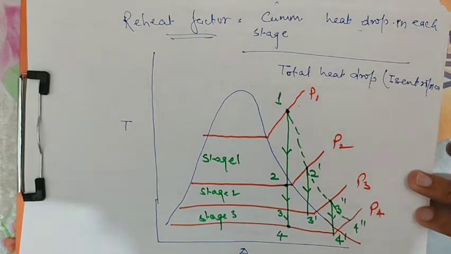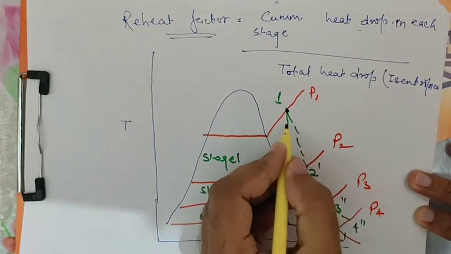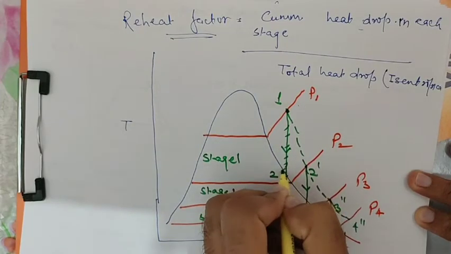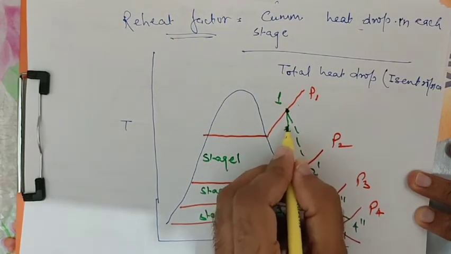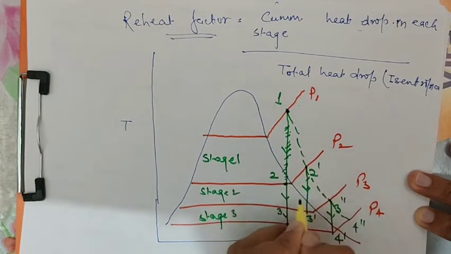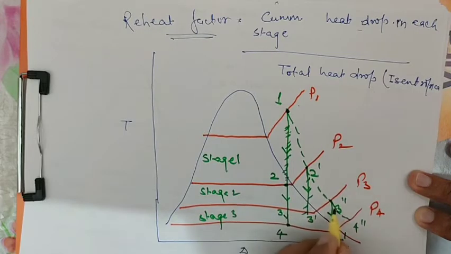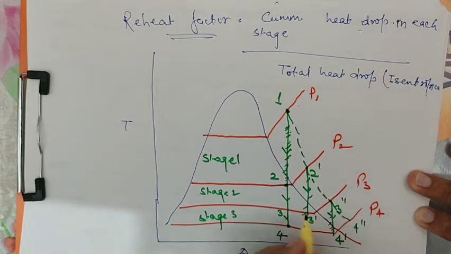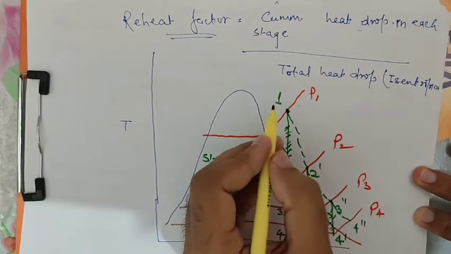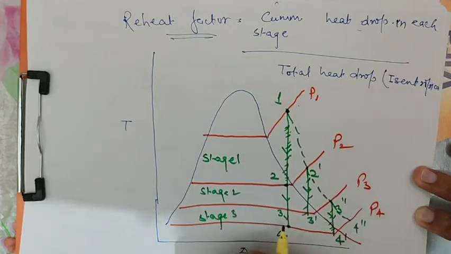Now what is reheat factor? Reheat factor means the addition of heat drop, cumulative heat drop, that is the heat drop in this 1 to 2, 2 dash to 3 dash, then 3 dash, 3 double dash to 4 dash, divided by the total heat drop isentropically in one stage, that is from 1 point to 4th point.